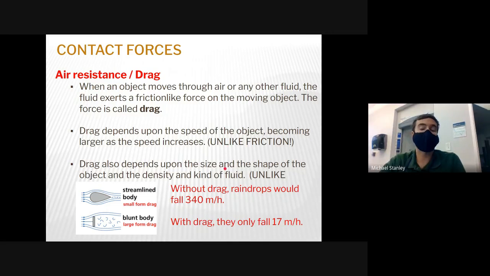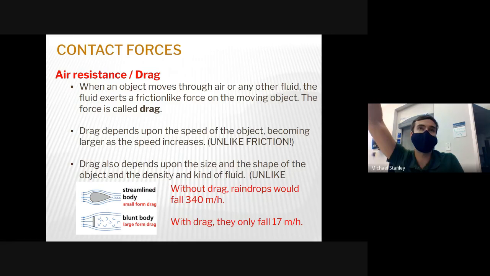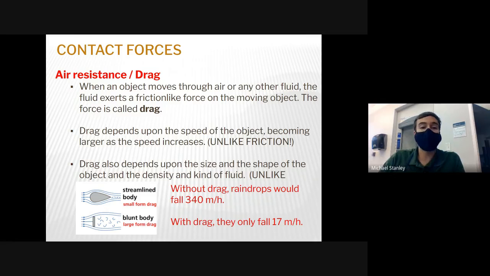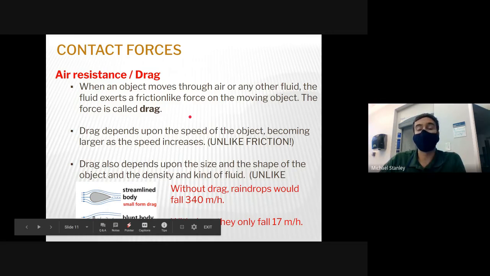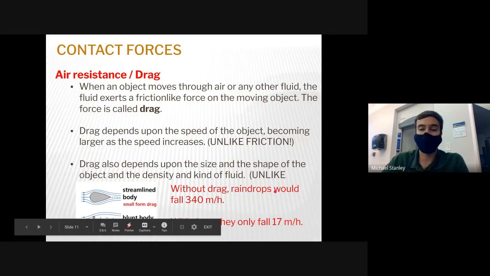So without drag, if there's no air resistance, a raindrop would fall from the sky at about 340 miles an hour. If it just continuously accelerated from the cloud it was in down to the ground, then it would hit the ground at a speed of about 340 miles an hour. However, since raindrops are so small and light, it does not take much air resistance in order to get them to reach their terminal velocity. Because of the air resistance and the drag that they experience going through the air, they actually only fall at about 17 miles per hour.